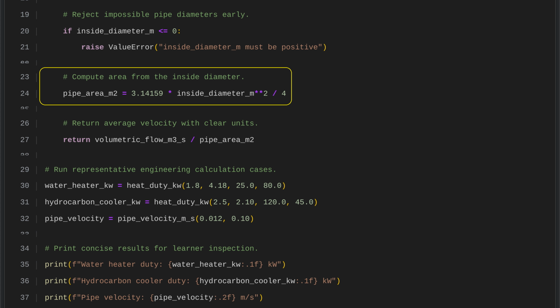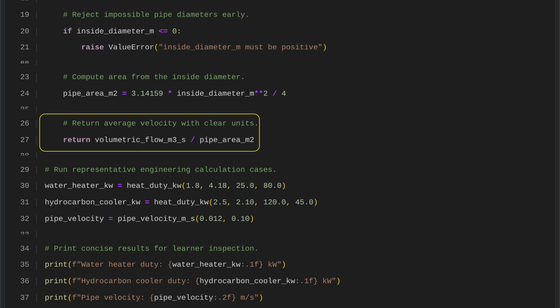The pipe's cross-sectional area is found from the circle area formula using the pipe's inside diameter. Multiply pi by the inside diameter squared, then divide by 4 to get the area in square meters. This value is used in fluid dynamics calculations for flow through the pipe.